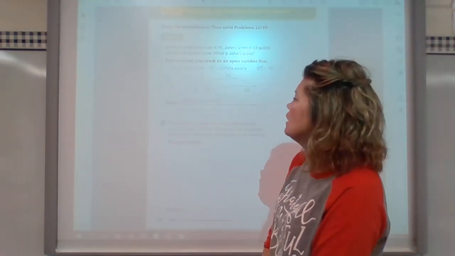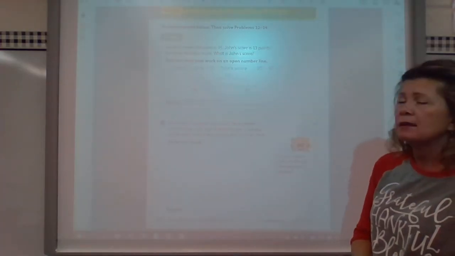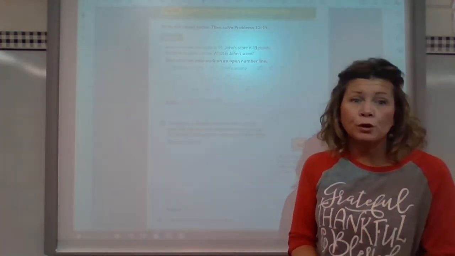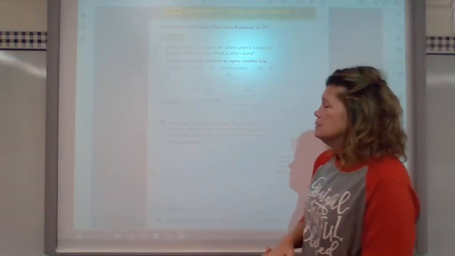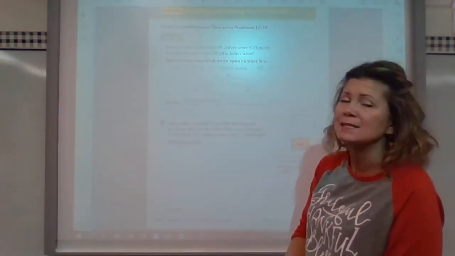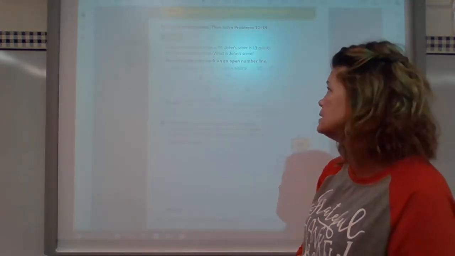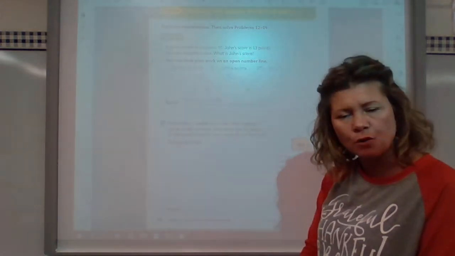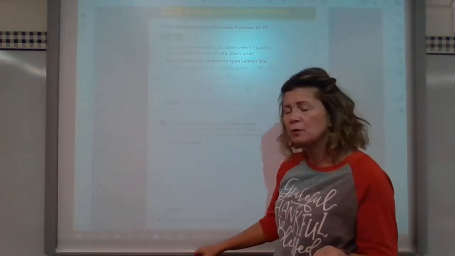Okay. All right, so we have an example problem up here. We're still talking about adding and subtracting word problems, okay? So we have to read the problem in order to figure out what to do. And so let's read our example. It says Keisha's math test score is 95. John's score is 13 points less than Keisha's score. What is John's score?